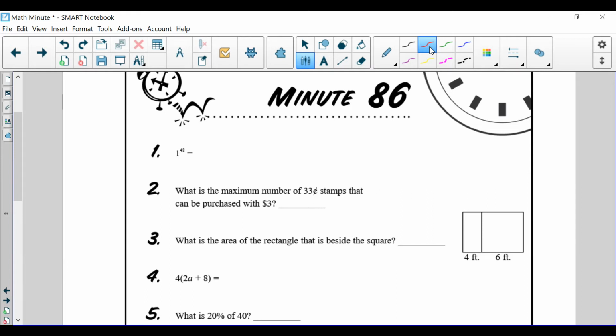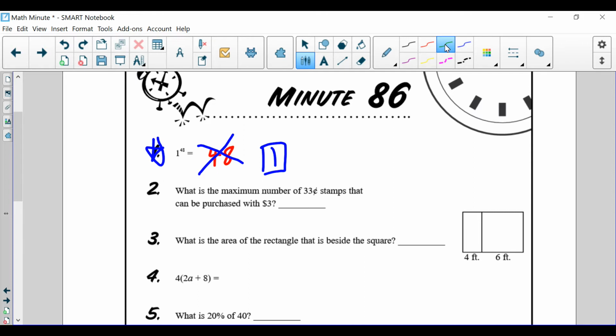Number 1 says 1 to the 48th power. A common incorrect answer is to write 48 because we think, well, 48 is 1 48 times, right? But that's incorrect. That's actually adding 1 48 times. So this is not the correct answer. 1 times 1 is 1, right? So if you keep multiplying it by 1 48 times, you're actually just going to get the answer of 1. So if you got an answer of 1, you are correct. Give yourself a star.